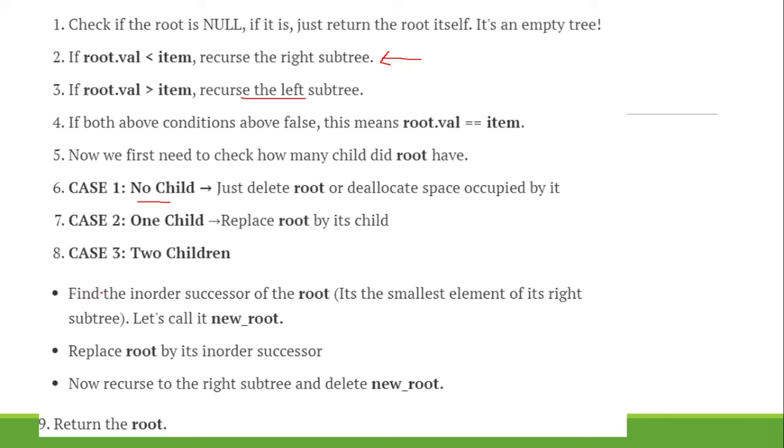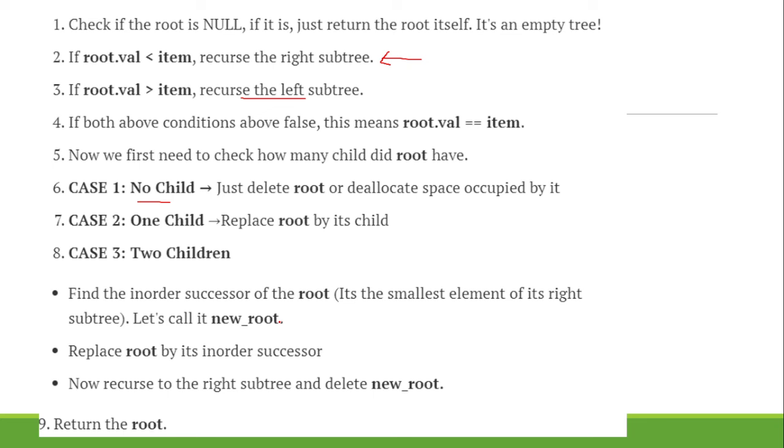Now case 3, the node has two children. So find the in-order successor of the root. I have mentioned just one algorithm here using the in-order successor. Where is the in-order successor located? In the right subtree, the lowest value. That is the in-order successor. In the left subtree, the highest value is the in-order predecessor. You can choose that algorithm also, no problem.